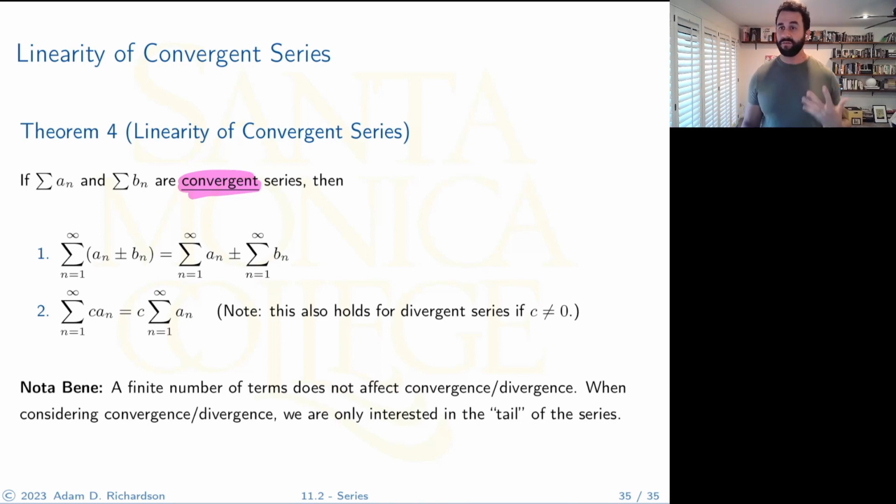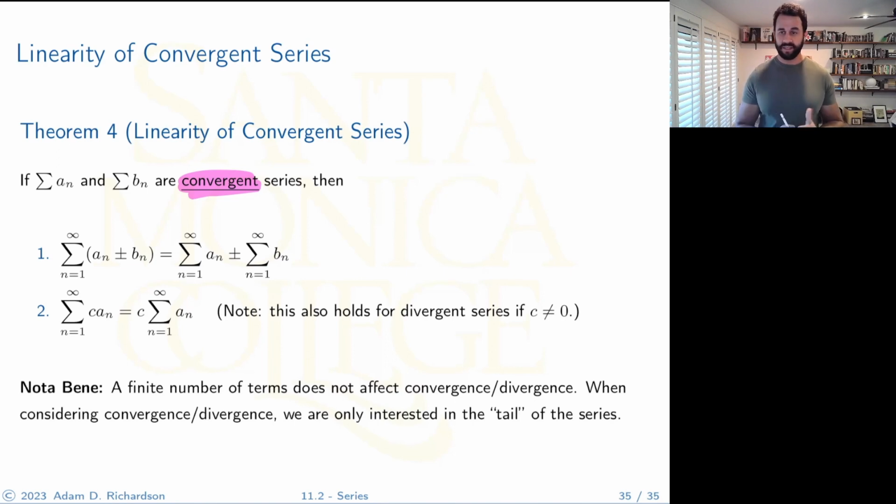If you've got convergent series, then the series of the sum or difference is equal to the sum or difference of the series. So you can split convergent series over sums and differences if they're convergent. Also, you can pull out constant multiples. That's what this is saying. If you multiply a sequence by a constant multiple, you can pull that constant multiple out of the series and it's still true. You still get equality. This one is a little more flexible, so I have this note: it turns out that this part of linearity still holds if your series is divergent, as long as C is not zero. So you get a little bit of flexibility there.